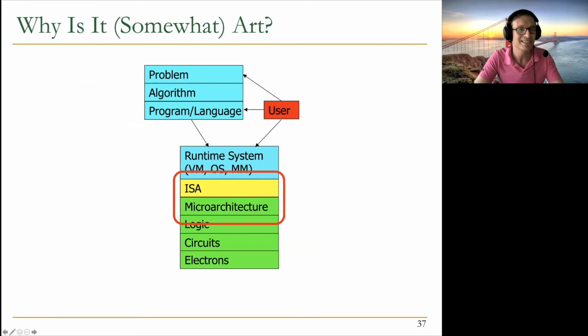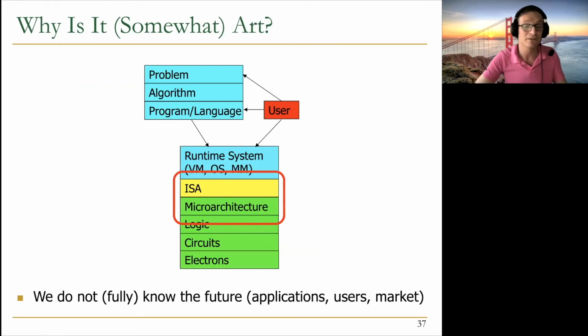So why is it art? Essentially, because we do not know the future fully. There are applications, users, and market, and they're changing. Today, you're designing a processor. Your processor is going to be used 3 years down the road. It'll hit the market 3 years, 5 years down the road, maybe even 6 months down the road. But again, people can change, applications can change, and maybe it's going to be used for 30 years, 40 years down the road. So how do you actually design the system that's going to stand the test of time, essentially?